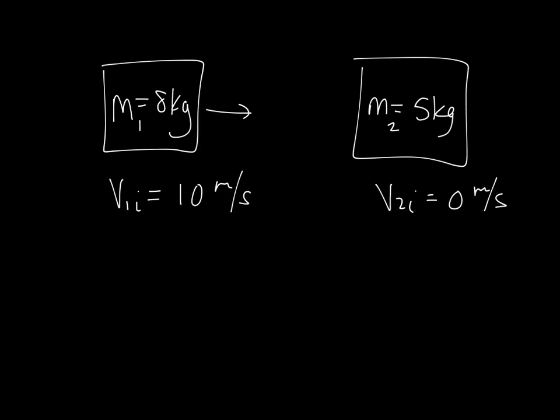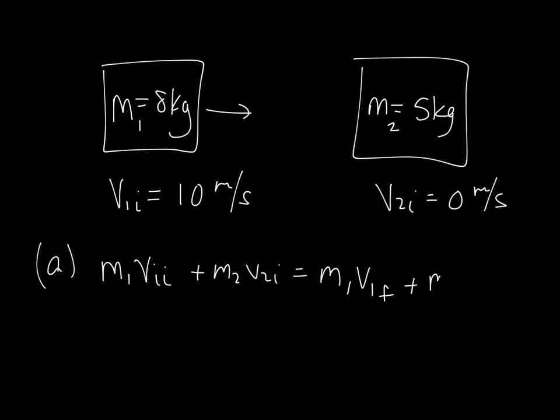Theo, help us out. What do we got? So we're going to use the formula M1 times V1I plus M2 times V2I equals M1 times V1F plus M2 times V2F.